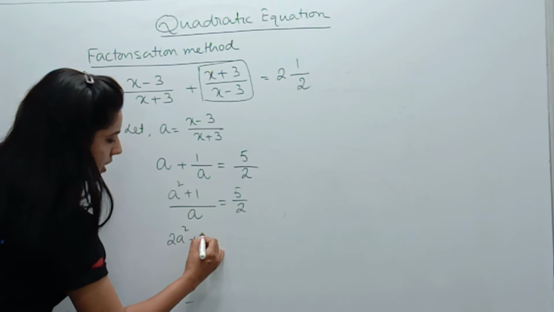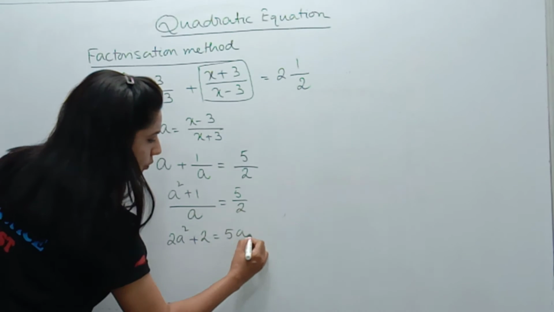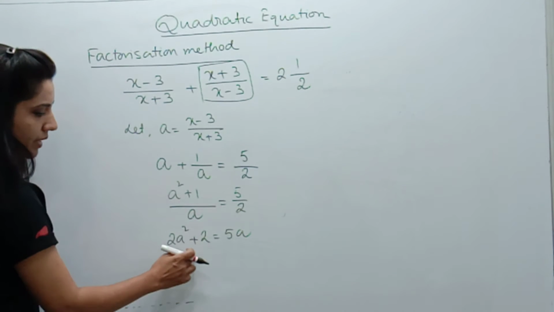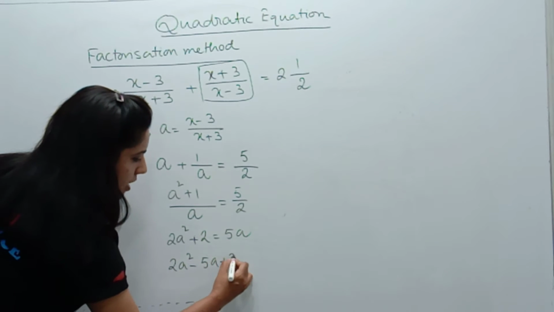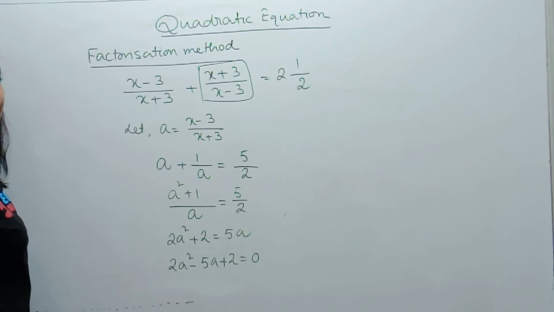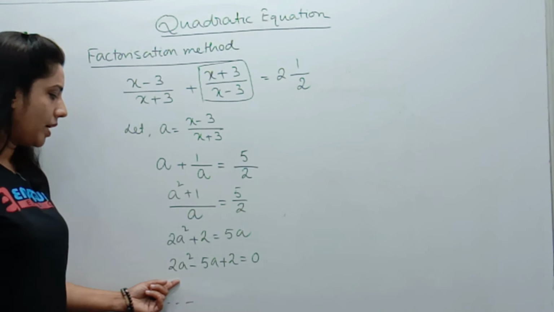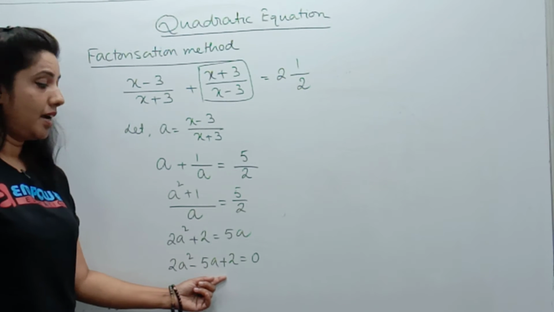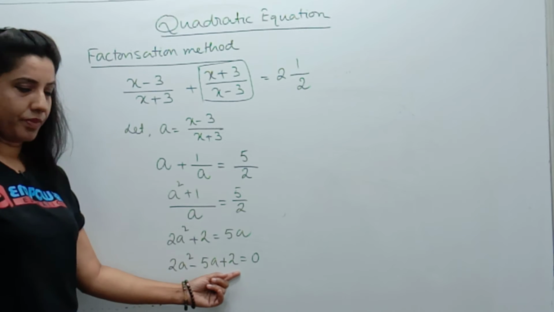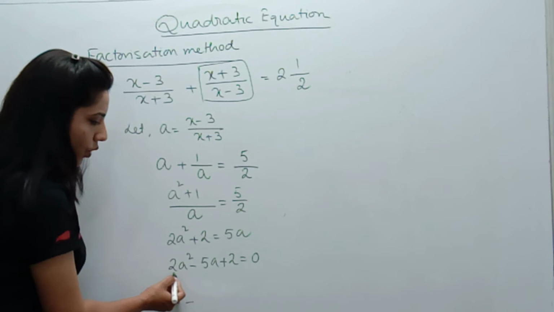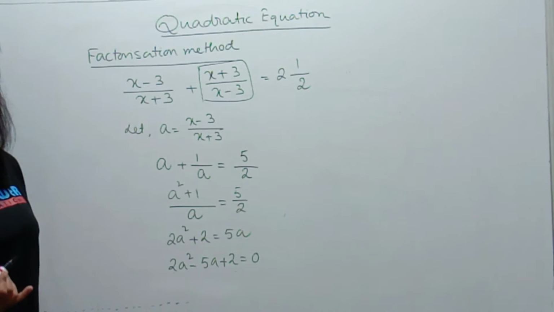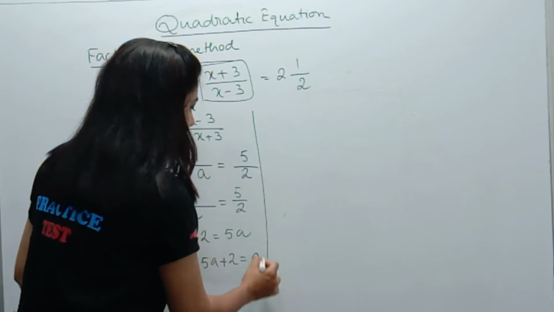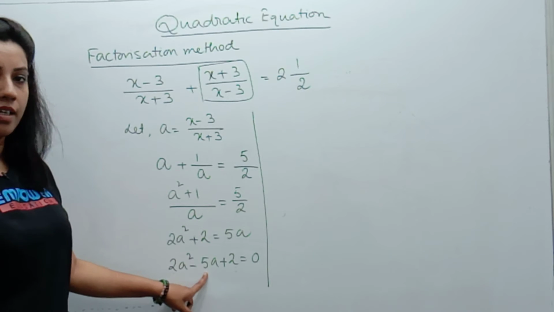2a square plus 2 is equal to 5a. Get 5a to this side: 2a square minus 5a plus 2 equal to 0. Again we got a trinomial which could be solved by splitting the middle term. 2 into 2 is 4. The factors of 4 which will give rise to 5 on addition or subtraction. So you understand the factors are 4 and 1, right?